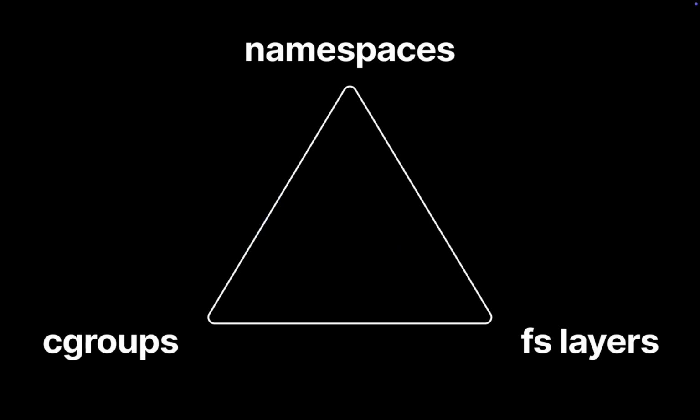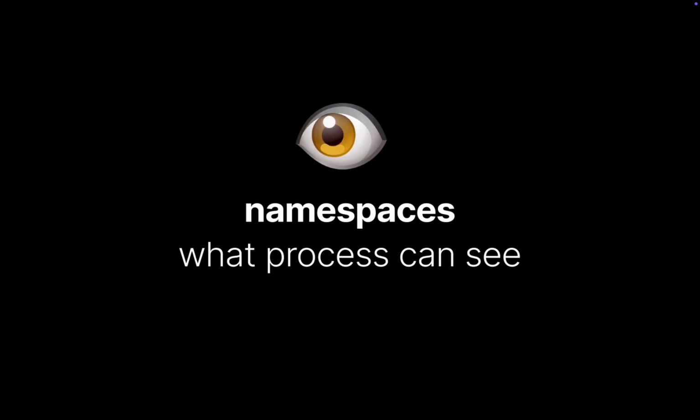The three pillars of container isolation. When you run a container, three kernel mechanisms work together to create that isolation magic. Think of them as three legs of a stool. You need all three for stability. First, namespaces control what a process can see. They create isolated views of system resources, the process tree, the network stack, the file system mounts, even the hostname. A process in a namespace believes it's the only thing running on the system.